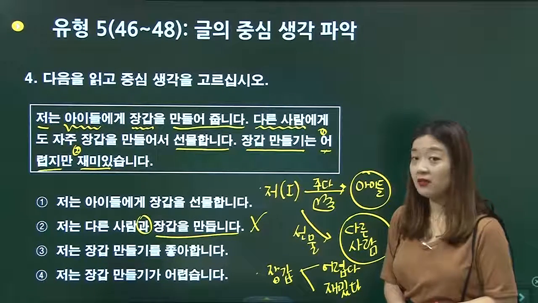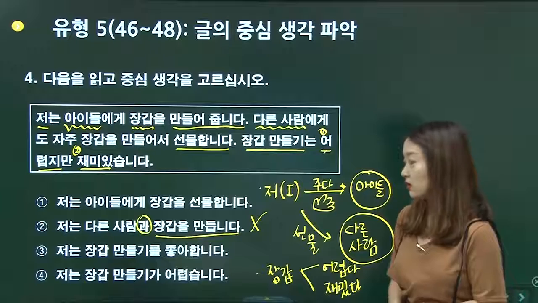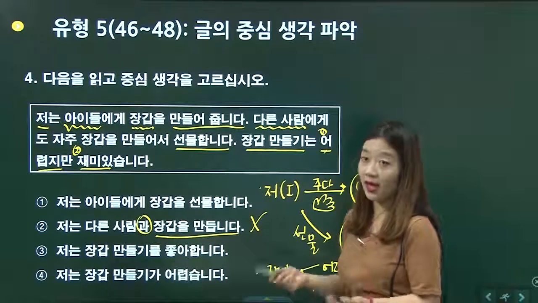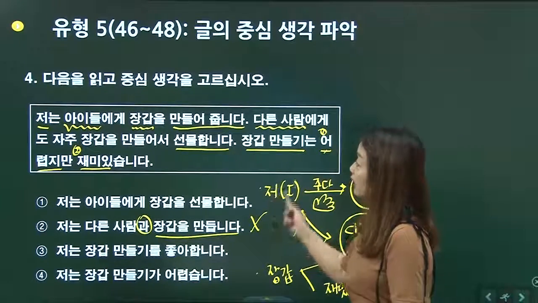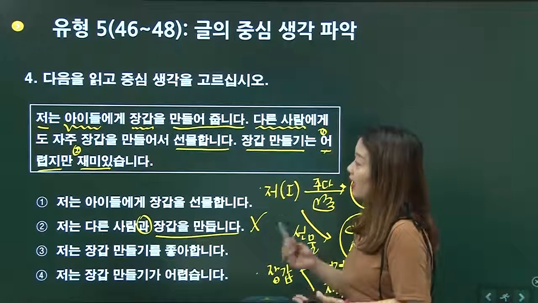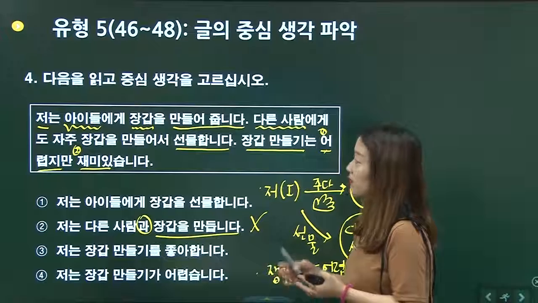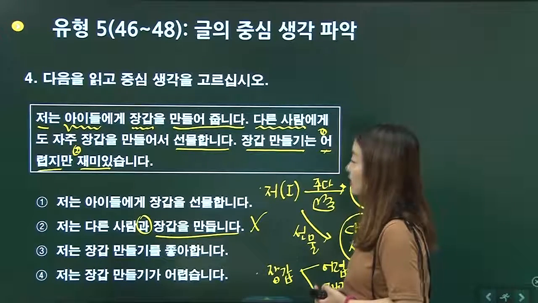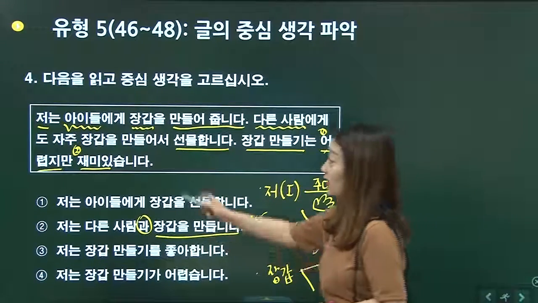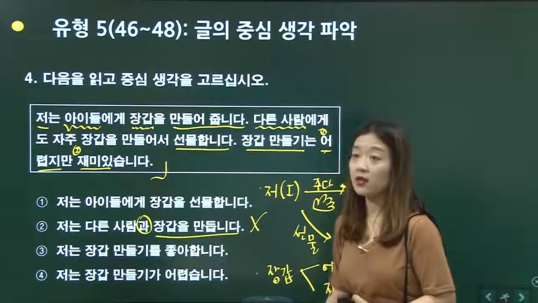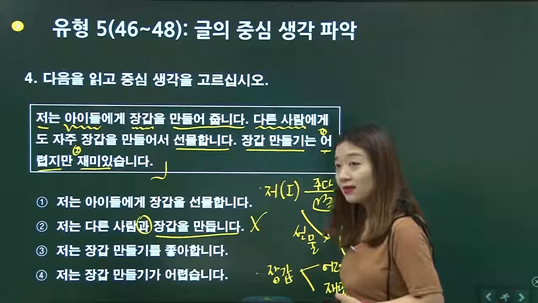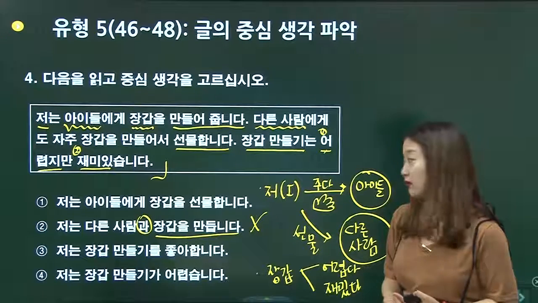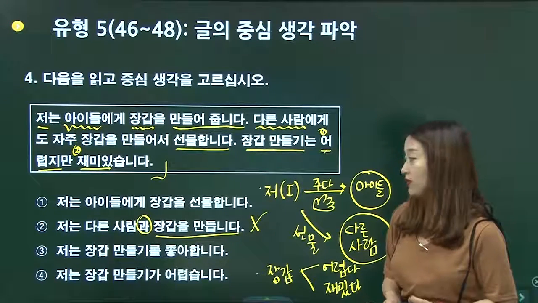Number three, 저는 장갑 만들기를 좋아합니다. Yes, it's true. In the passage, there is nothing directly about I like making gloves, but we can think, because I gave the gloves to the children and other people. So making gloves, knitting, I think. Knitting the gloves is difficult, but it's fun. So we can find out this is very positive about making gloves. It means I like, right? I like knitting the gloves. It can be true.